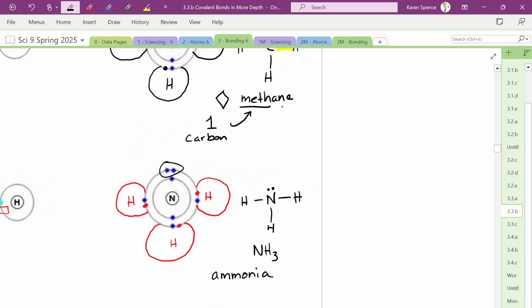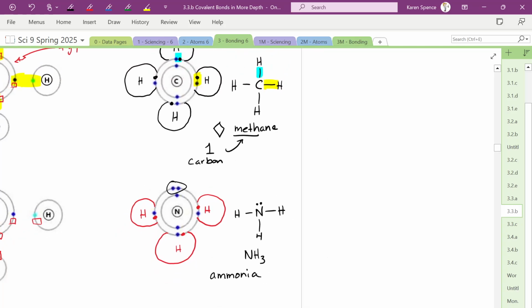Okay, and I forgot to put methane up here. Methane's chemical formula would be CH what? CH4. Okay, so you can learn the name ammonia if you want to: NH3. Methane is CH4.